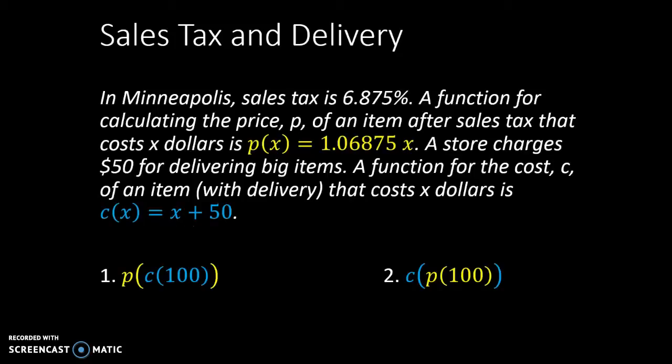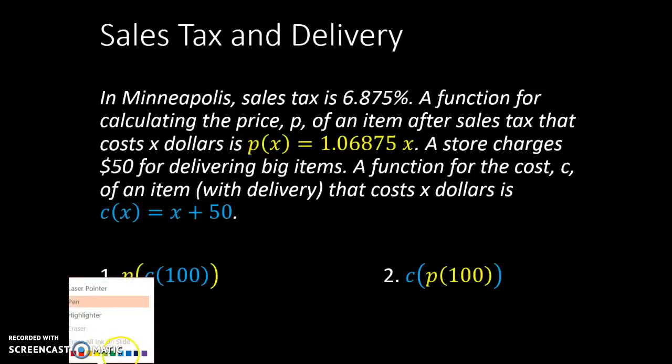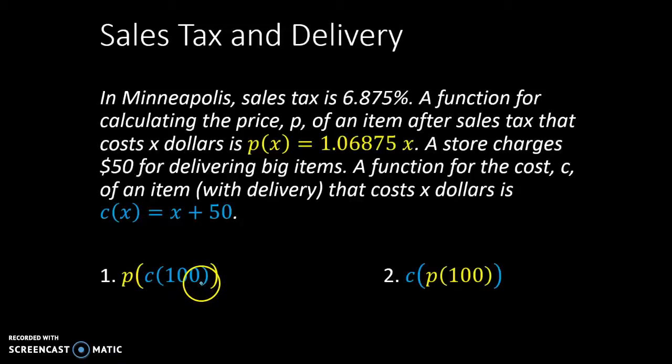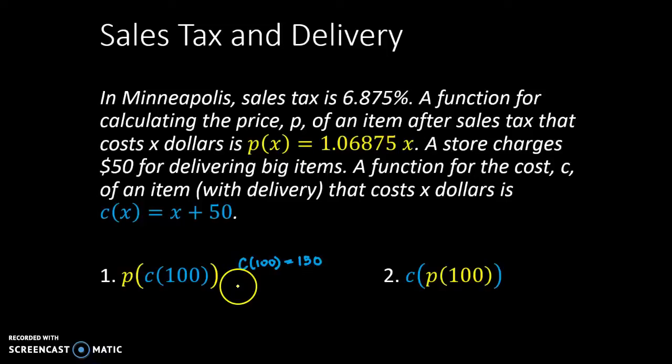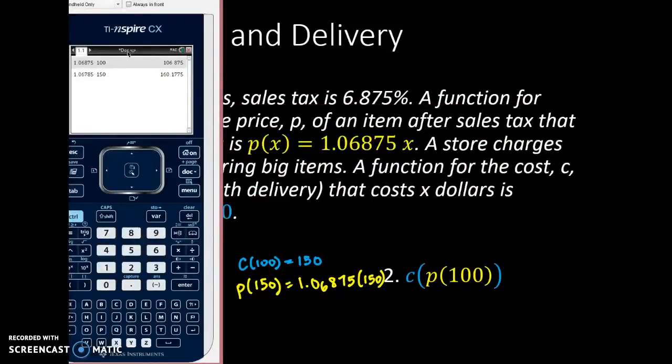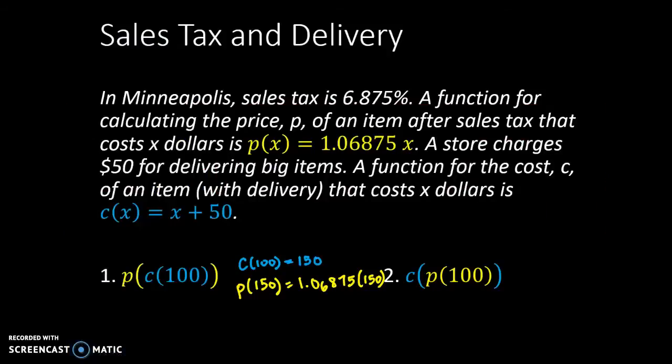So the first thing they're asking you to do is to figure out what P of C of 100 is, and really it's important to understand what that means. That means that we're going to do C of 100 first. I can almost do C of 100 in my head. C of 100 will be 100 plus 50, which is 150. And then I take my answer of 150 and I put that into the P function. So I do P of 150, which means I'm going to have to grab my calculator and do 1.06875 times 150. And I get 160.18.